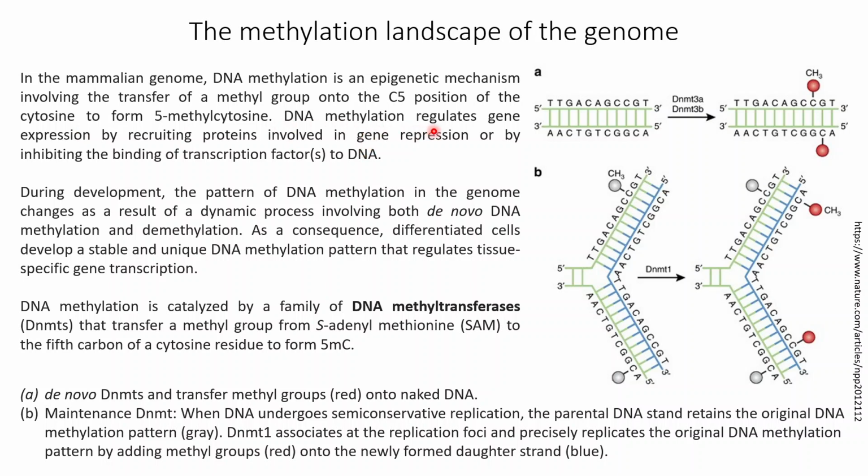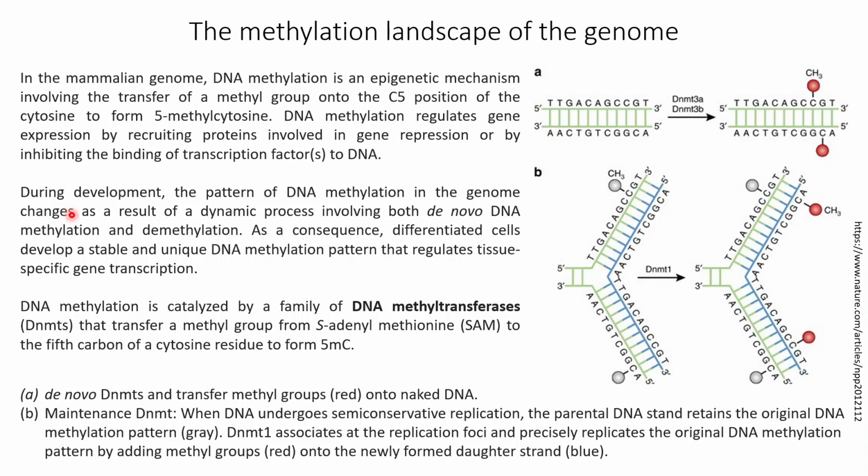Okay, so this DNA methylation can actually regulate gene expression. It can either recruit proteins involved in gene repression, or it can inhibit the binding of transcription factors to the DNA. So if you have a methylation over here, it can actually reduce the transcription of this particular stretch of DNA. Although, of course, it is a little context dependent, sometimes it can enhance also. There are cases of that that also have been studied.